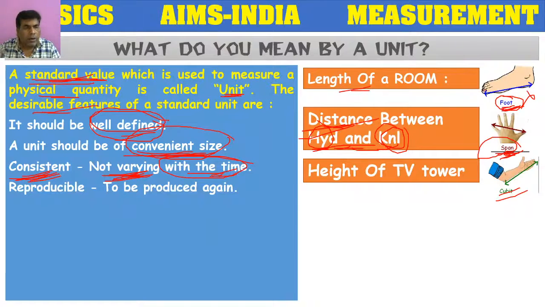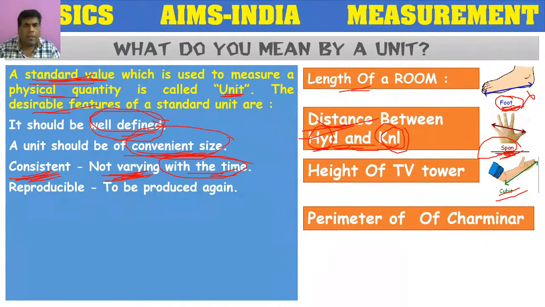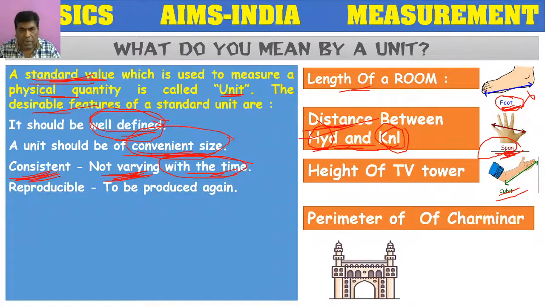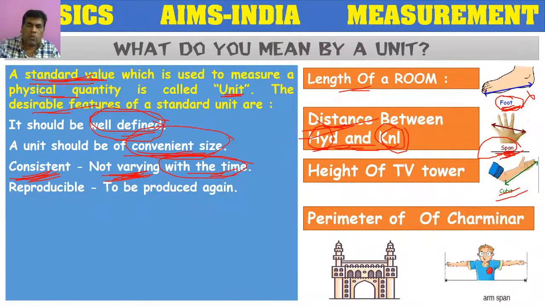That is one feature. Next, reproducible. Reproducible means I want to measure the perimeter of Charminar. With my arm span, I have measured, and gave the measurements to one of my workers and sent him to the shop for bringing some fencing material to have fencing around the Charminar. But my worker went there, and I didn't go there. Can we have that length of that perimeter there?